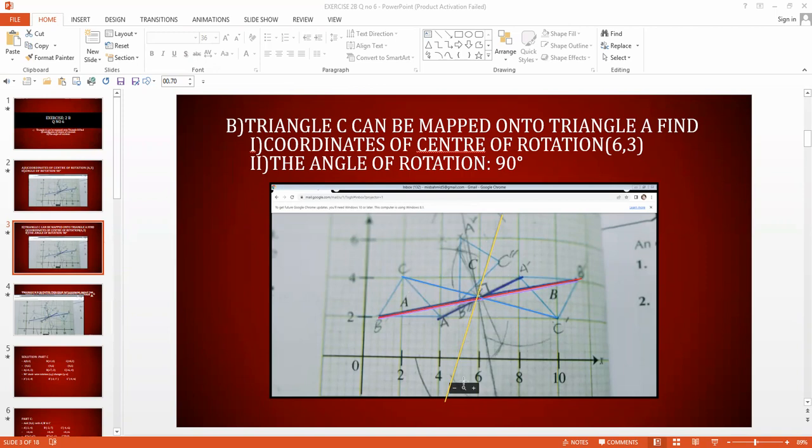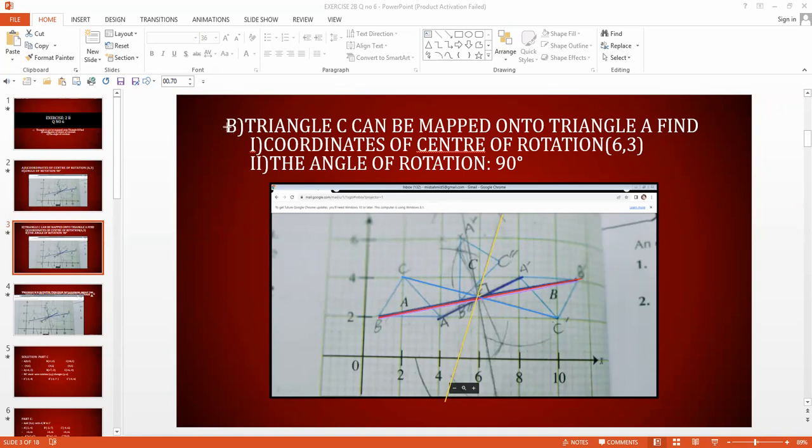Which point does it cut? On the x-axis it is equal to 6, and on the y-axis it is equal to 3. Is it clear? So what are the coordinates of the center of rotation? It is 6 and 3.